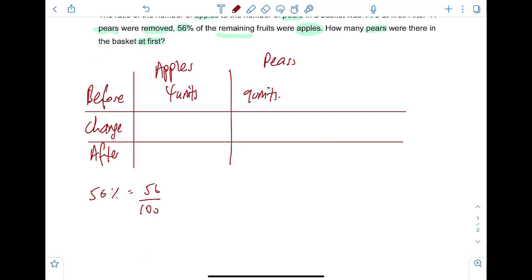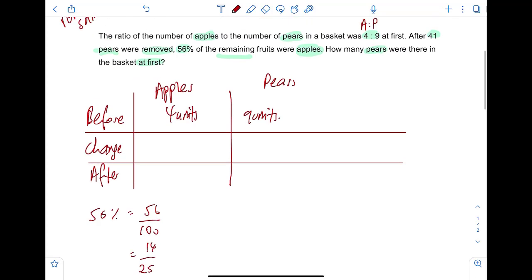Okay, you can put it to simplest form. 14:25. So this can change to a fraction over here at the top. 14/25 of the remaining fruits were apples. So out of 25, 14 will be for apples. So 14 parts. Alright, so pears will be 25 minus 14. There will be 11 parts.